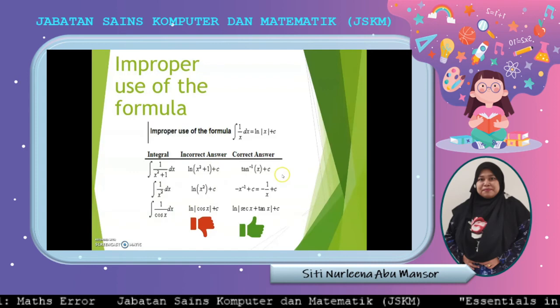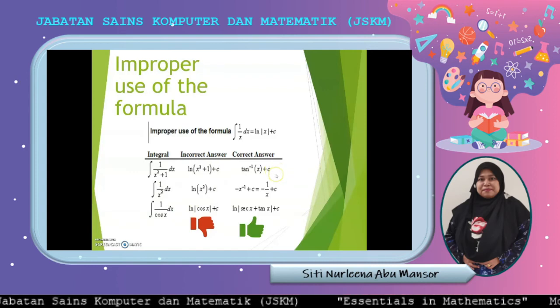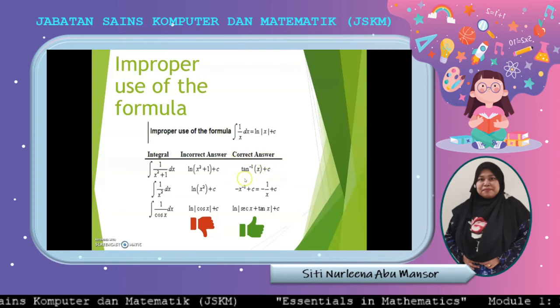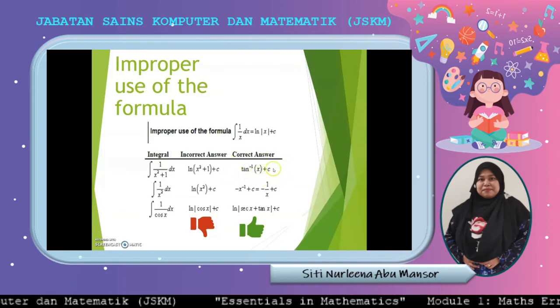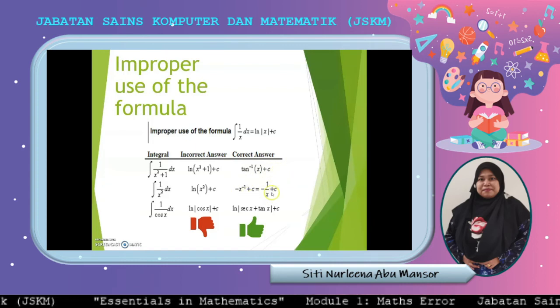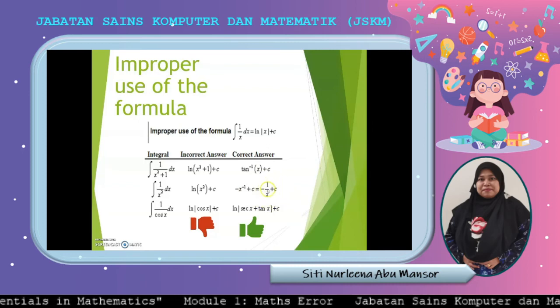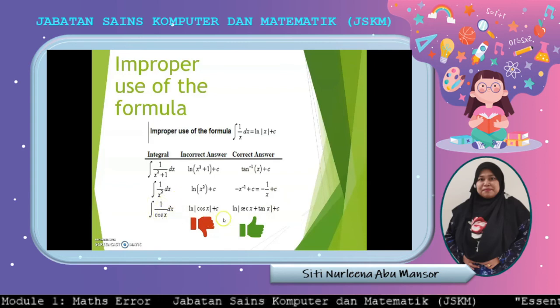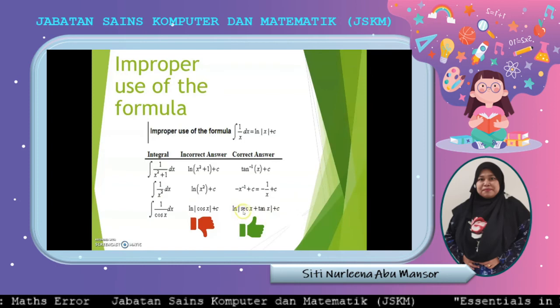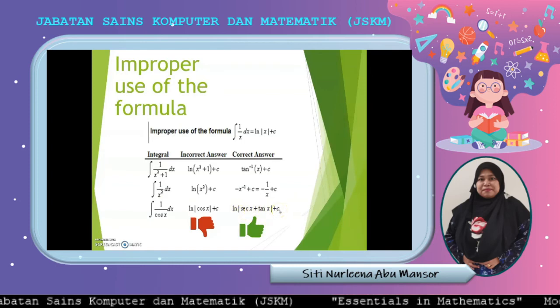So what are the correct answers? For the integration of 1 over x squared plus 1, the answer should be tangent inverse x plus c. For the integration of 1 over x squared dx, the answer should be negative 1 over x plus c. And for the third one, the integration of 1 over cos x, the answer should be ln of secant x plus tangent x plus c.